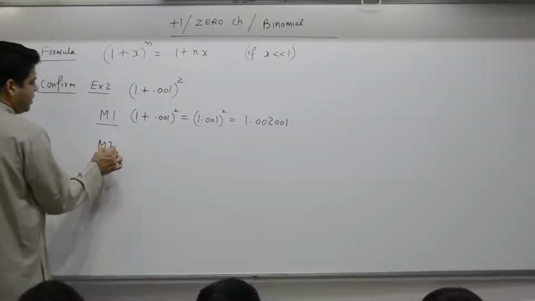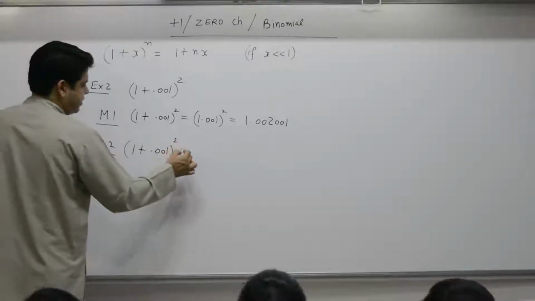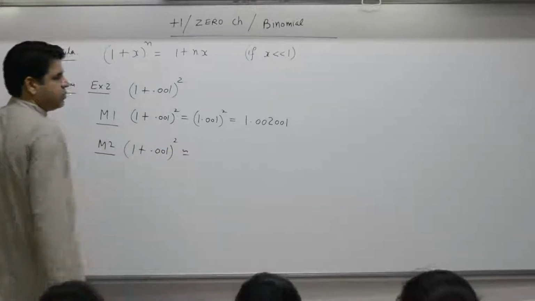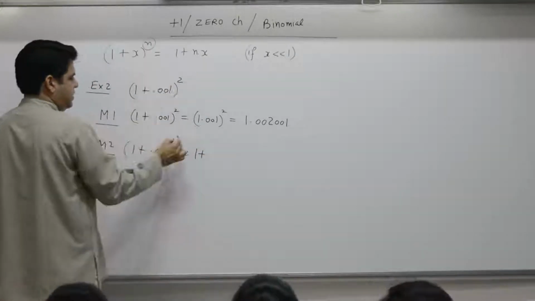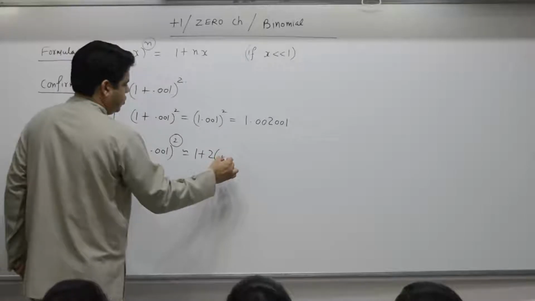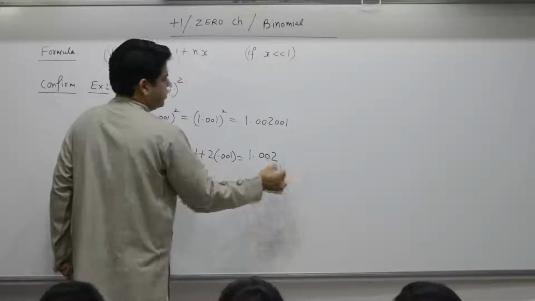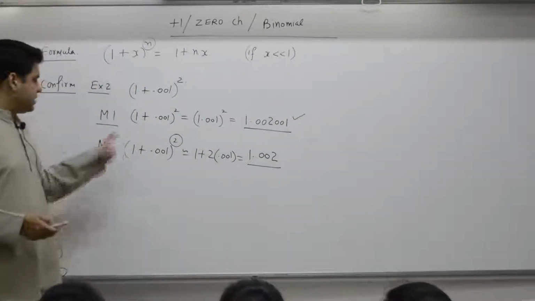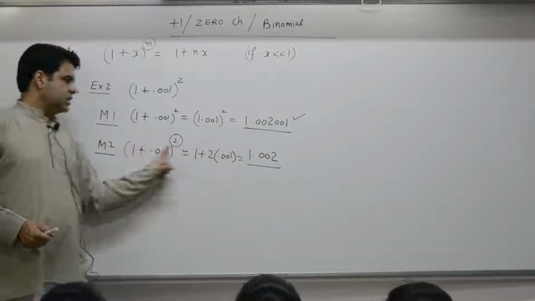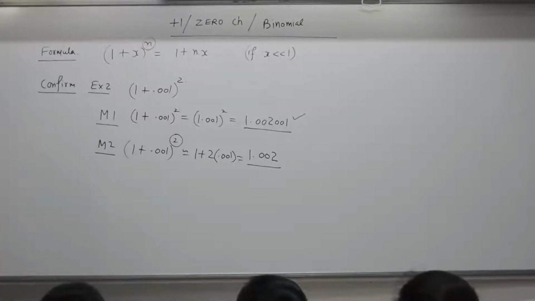Method 2, that is binomial. 1 plus 0.001 square. That is why sometimes you write this is approximately equal to 1 plus n x, which is 2 into 0.001, equal to what? 1.002. This is exact, this is approximate; this is time consuming, this is less time consuming, or you can say fast. For computation purposes, you can move with 1 plus x power n is equal to 1 plus nx.